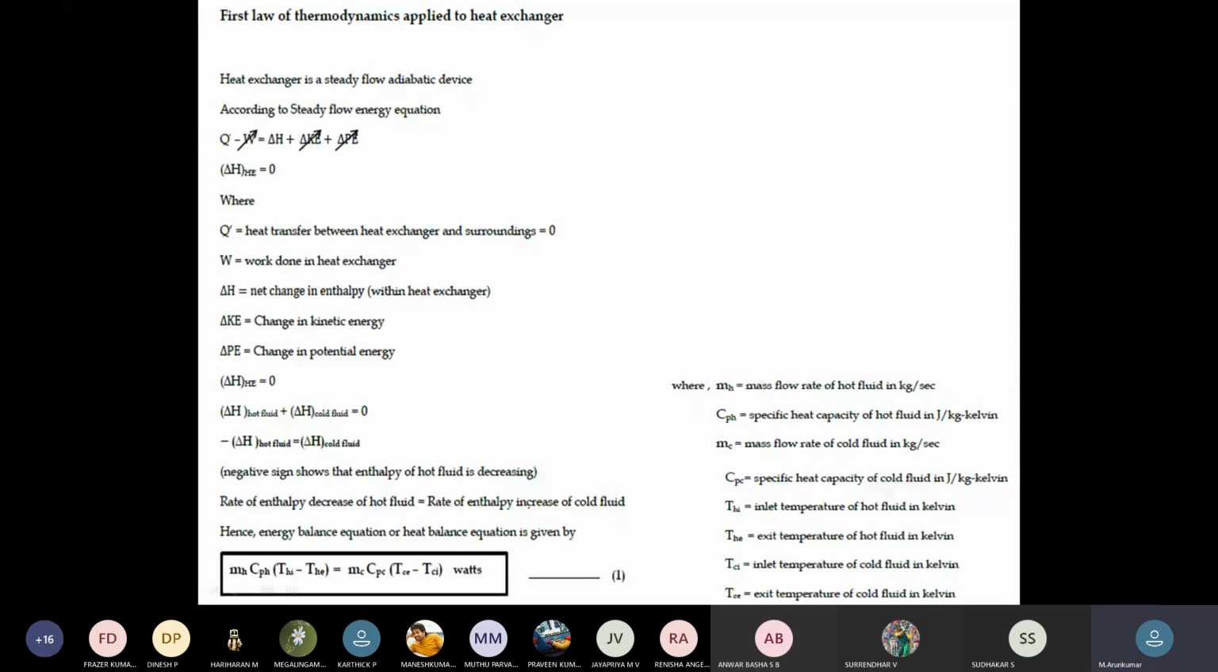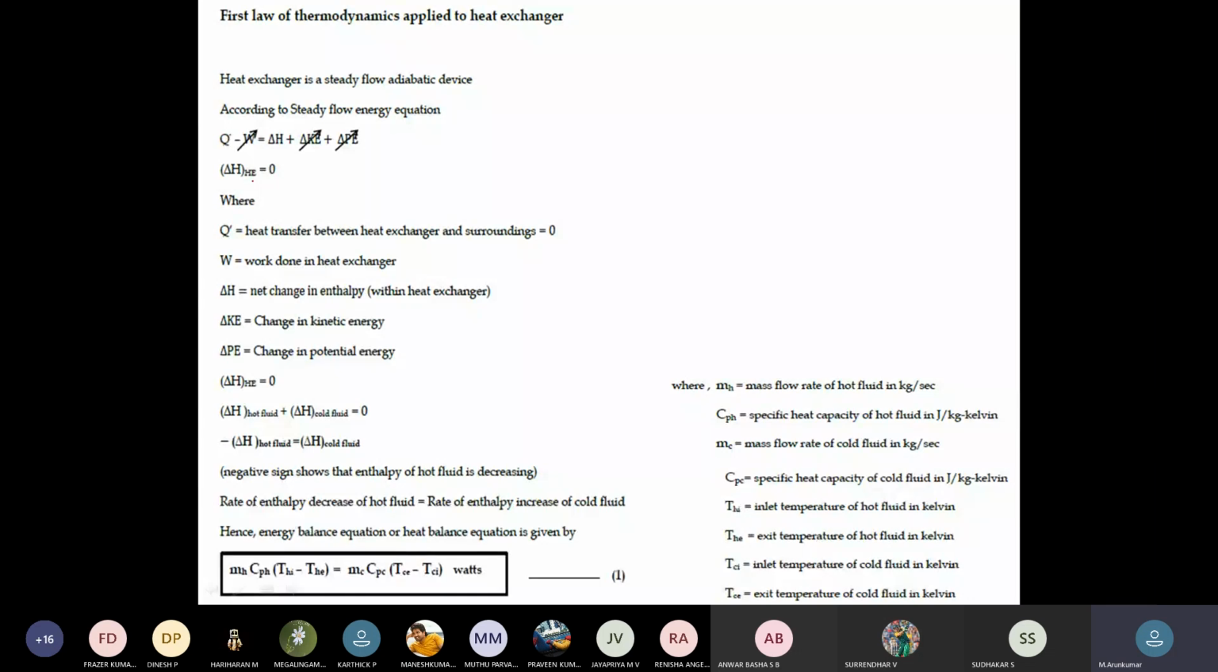We can apply the first law of thermodynamics to heat exchangers to get some derivations. The first law of thermodynamics is Q dot minus W equals delta H plus delta KE plus delta PE. This is the steady flow energy equation, because the heat exchanger is a steady flow adiabatic device. Then what is delta H, Q, W, KE, and PE.